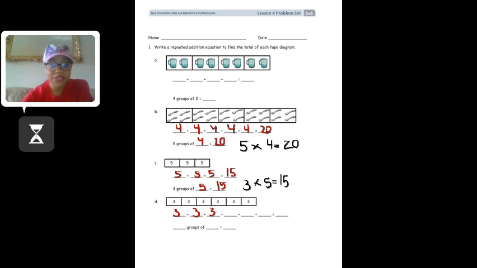Good job. So we found our total. Good job, guys. Good job. You're getting good at this. So now let's see. We have 3 plus 3 plus 3 plus 3 plus 3 plus 3 equals 18.